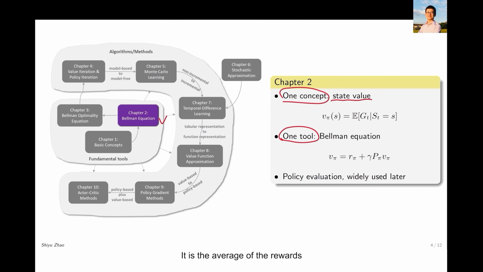It is the average of the rewards obtained by starting from a certain state and following a specific policy. A higher state value indicates a better policy, as it means more rewards are collected from that state following the policy. Conversely, a lower state value suggests that the policy yields fewer rewards from that state, indicating a less effective policy. Why do we focus on state value? Because it allows us to evaluate whether a policy is good or bad.